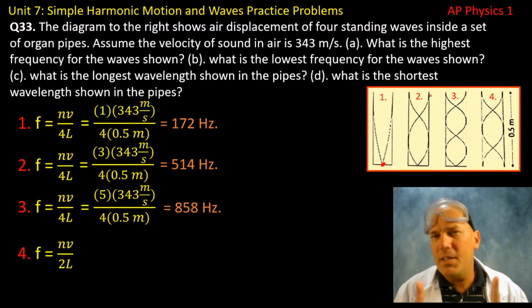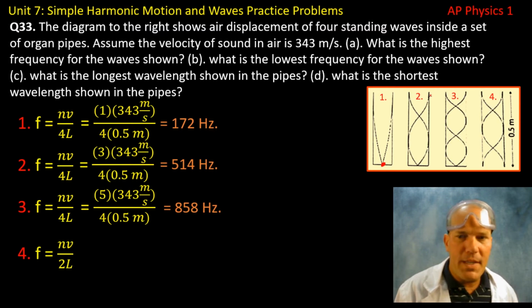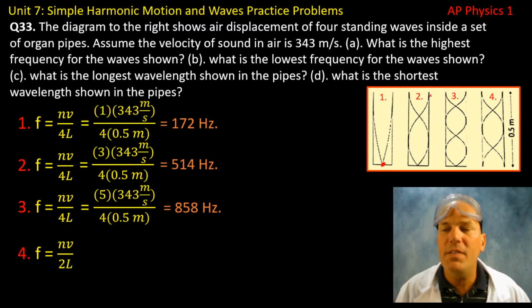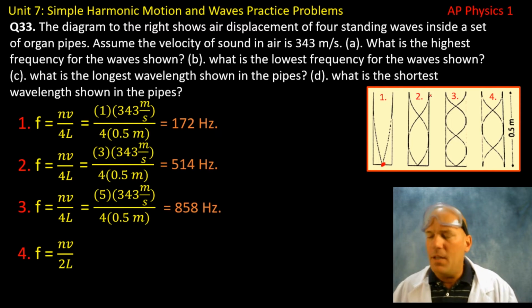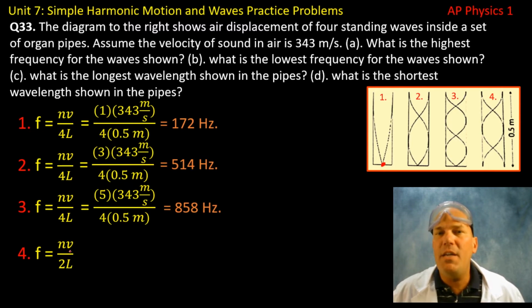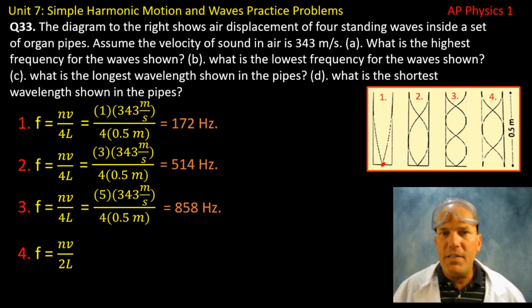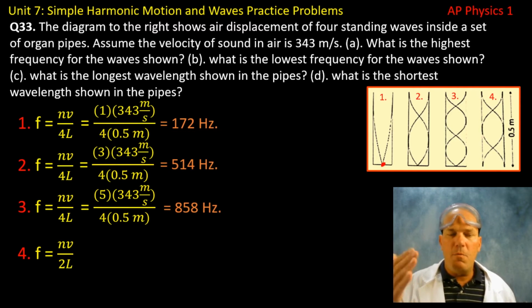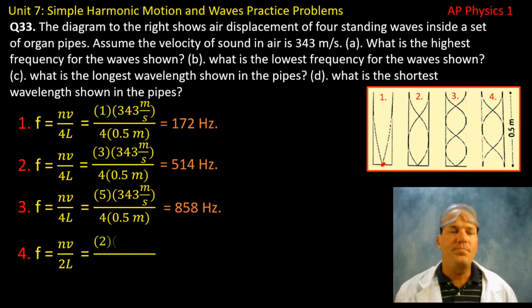Pipe number 4 is different. It is open at both ends. This is going to be our equation. It is the same equation that is used for a stretched string fixed at both ends. So these are the same, where we have 1/2 of our lambda.